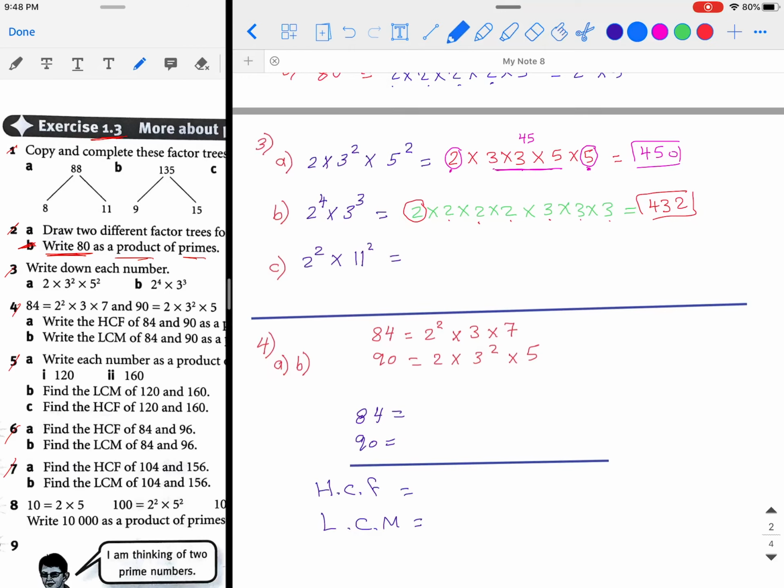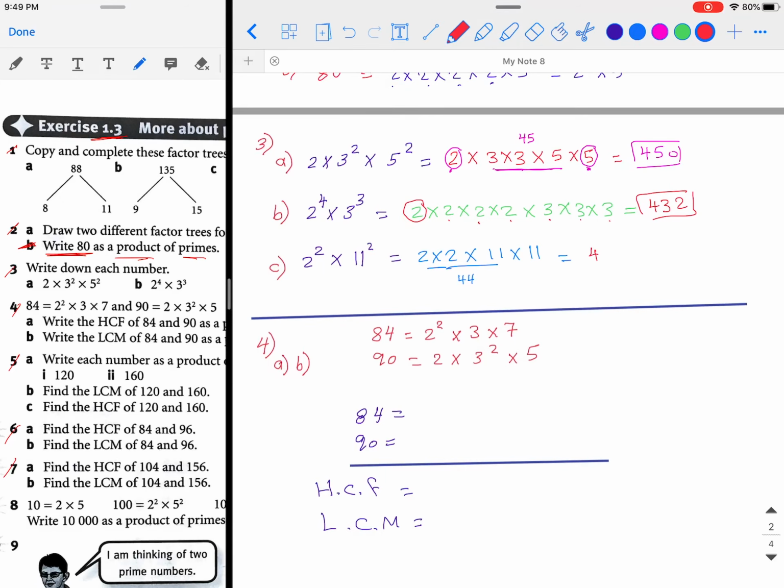Next one we have here 2 power 2 means 2 repeated 2 times, and 11 power 2 means 11 repeated 2 times, so it's 11 by 11. Okay, so here you can multiply 2 by 11, it's 22, or 2 by 2 equals 4, 4 multiplied by 11 equals 44, right?